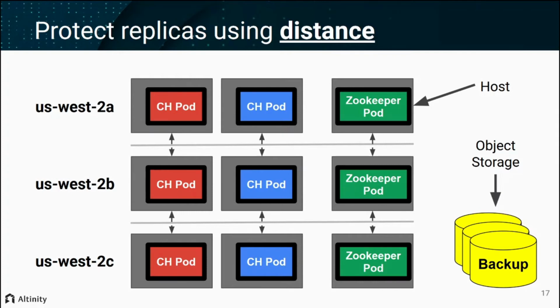In this illustration right here, we're showing a couple of shards on the data warehouse. That's ClickHouse. And then we have 3 Zookeeper pods, so that's a Zookeeper ensemble. We have the replicas neatly spread across the availability zones, US West 2A, B, and C, and so that spreads the data.